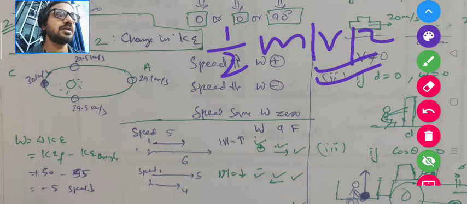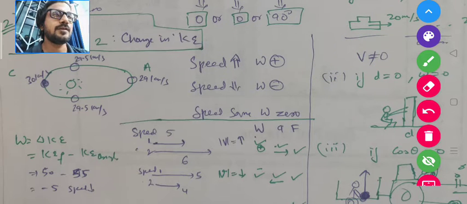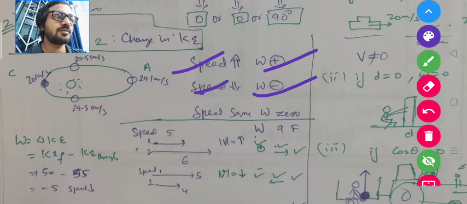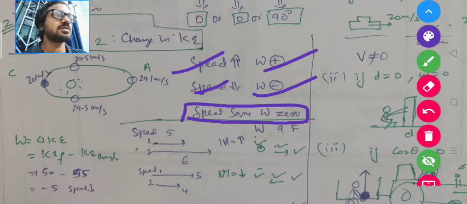Velocity, this is speed. So this change in kinetic energy means the change in speed. So work done by a person, if the speed is increasing, then the work done is positive. If the speed is decreasing, then the work done is negative. If the speed is the same, then the work done is 0. We have seen in this case, there is no work done just to maintain the speed.